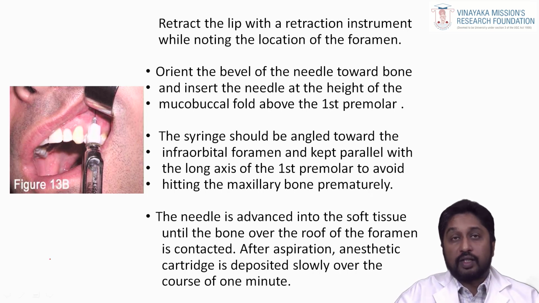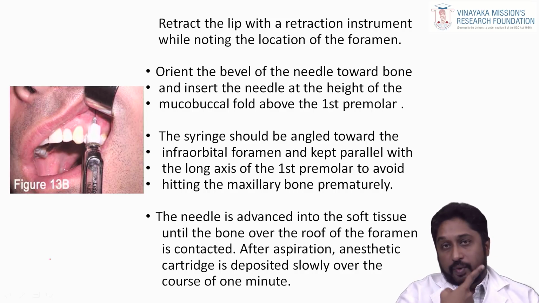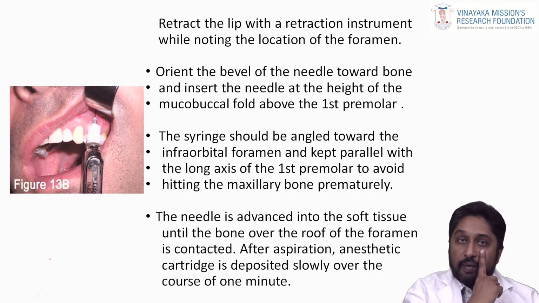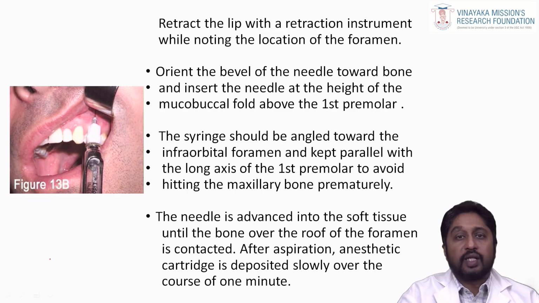There is one more technique for this, from the maxillary anteriors, from the incisors, you go across towards the infraorbital foramen. Here, from the first premolar, it goes straight into the infraorbital foramen, or you start from the incisors and go towards the foramen. These are the two techniques that you find in the ASA nerve block. The needle is advanced into the soft tissue until the bone over the roof of the foramen is contacted. After aspiration, the anesthetic cartridge is deposited slowly.